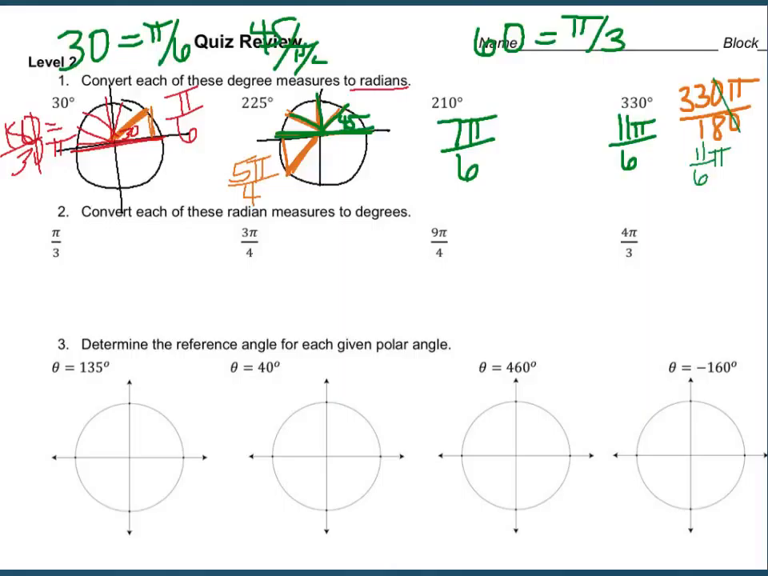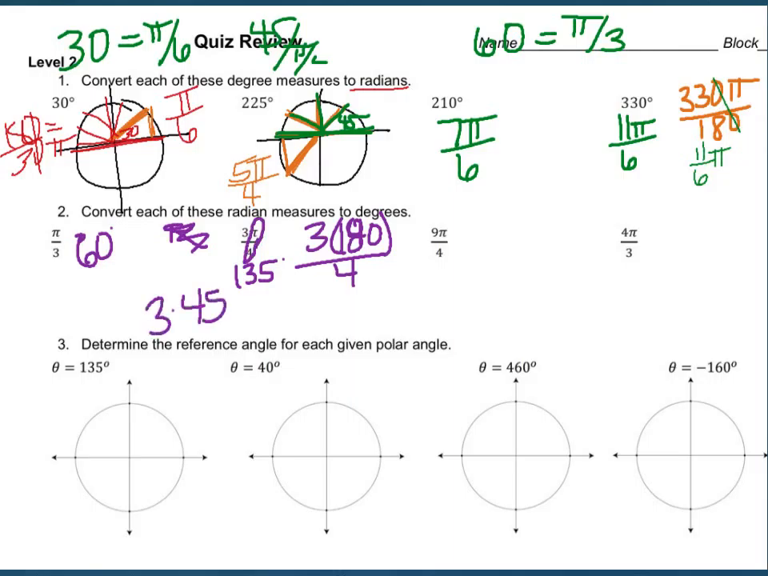Going the other way around, you can either just remember that pi over 3 is 60 degrees. If you don't remember that, like this one, 3/4 pi is going to be 135 degrees because it's over in that quadrant. You have 3 times 180, because pi is 180, over 4, and you'll get 135. Or the last method we talked about is pi over 4 is 45 degrees times 3. Any way you do it, you'll get 135.